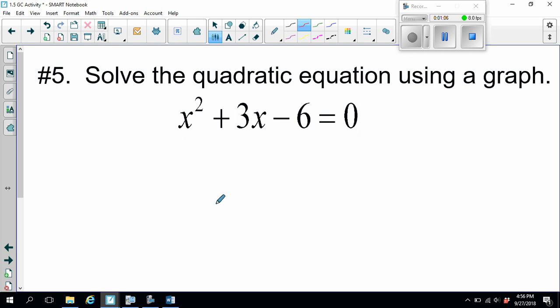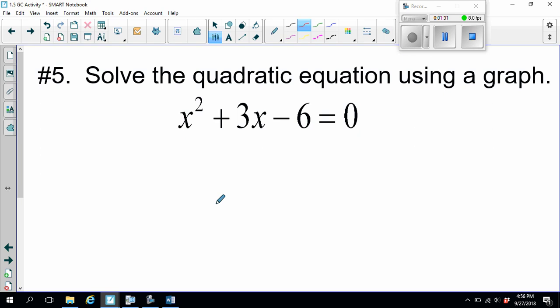Okay, so here we have solve the quadratic equation using a graph. Basically, they're saying you solve the quadratic equation by using a graphing calculator. Now, before, we have already learned how to solve quadratic equations by factoring, by taking the square root on both sides, and by completing the square. So basically here, you could use any of those.